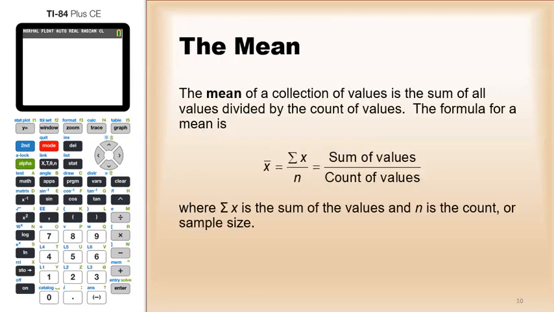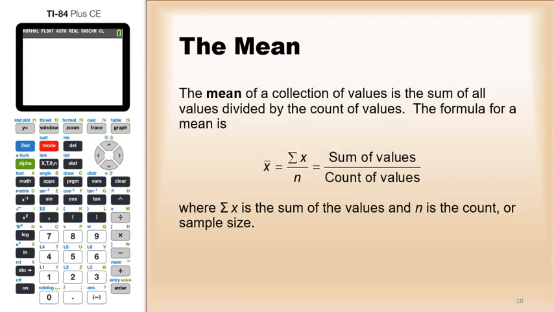Now, the mean of a collection of values is the sum divided by the count. If you want a little fancier formula, you have x bar is equal to the sum, that's this Greek letter sigma x, that stands for the sum of the numbers, divided by the count of numbers. And for our class, n is always going to be the count.